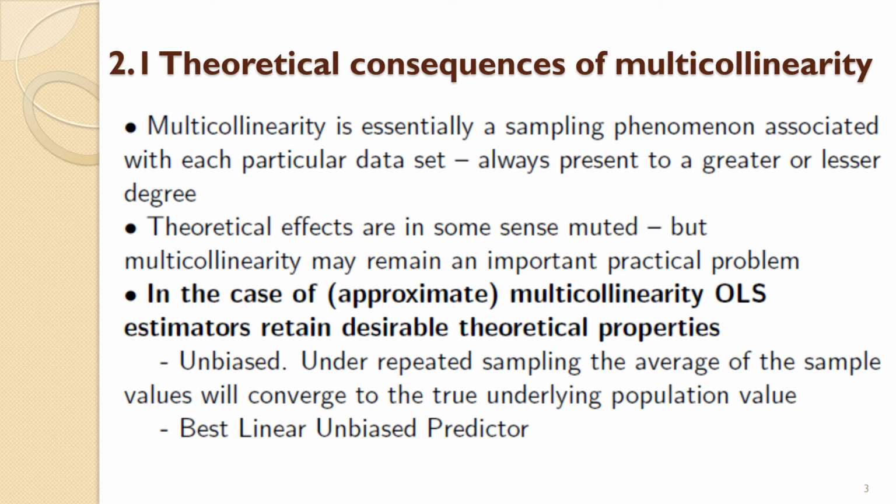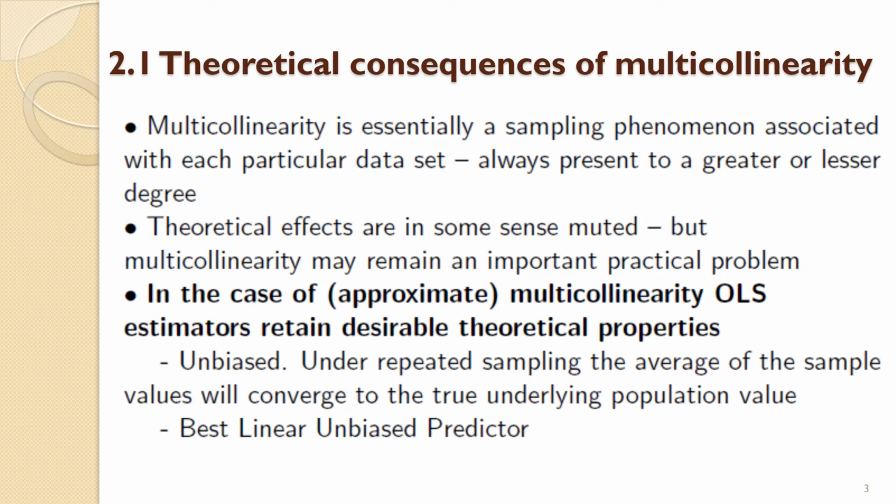So, theoretical consequences of multicollinearity then. I think this is inherently a practical problem due to the imperfections of any data set that you're able to collect. So it's not really a theoretical problem per se. It says that multicollinearity is essentially a sampling phenomenon associated with the imperfections of each data set. It's always present to a greater or lesser extent. So the theoretical effects are in some sense muted. It's still potentially an important practical problem.